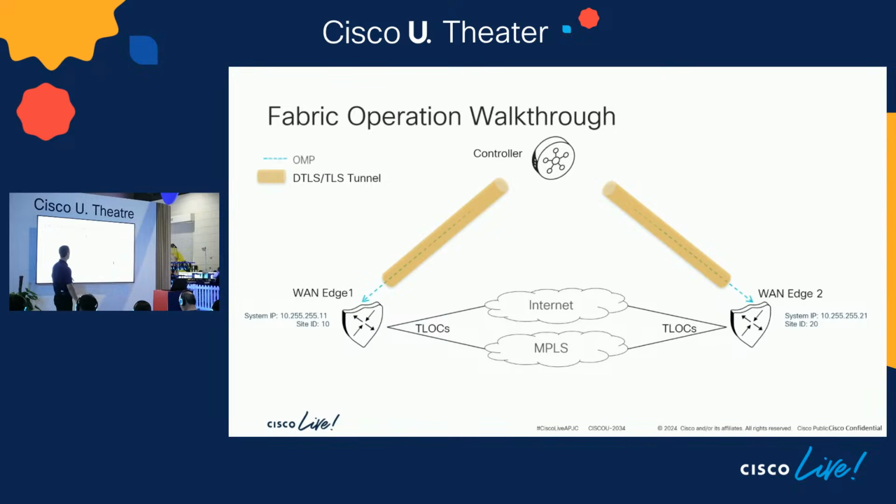What's going to happen in these tunnels is we're going to start running our friendly OMP routing protocol. And this is the protocol that's going to carry the things I mentioned earlier, the prefixes, the T-locks, the services, all of the different control plane operations that the routers need. Okay, so we got that so far.